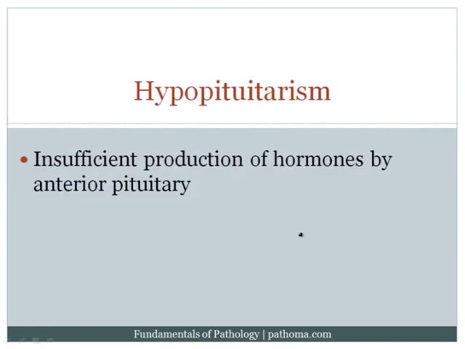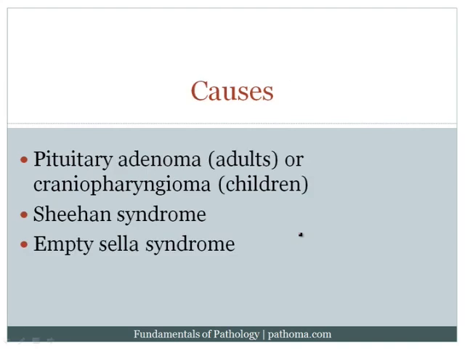Now, shifting gears a little bit, moving to hypopituitarism. This is where you have insufficient production of hormones by the anterior pituitary. Symptoms usually don't arise until you've lost greater than 75% of the pituitary parenchyma. Causes include pituitary adenoma. That would be a common cause in adults. The idea here is that the pituitary adenoma would grow and it would compress the normal pituitary, which would then cause loss of the tissue of the pituitary.